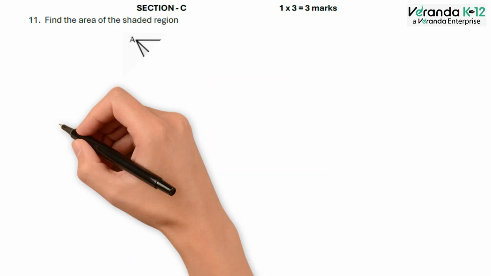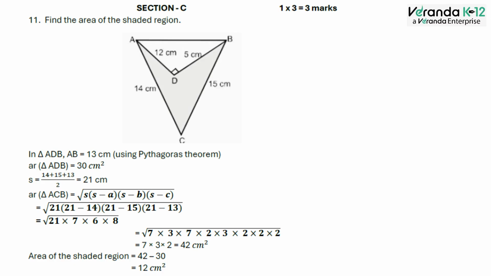And then section C, 3 mark: find the area of the shaded region. So find the area of the shaded region means this part we have to find out. In triangle ABC, this area we have to find out. For that, first we have to find the area of the outer triangle minus the area of the inner triangle. But for that we first need the length of AB.